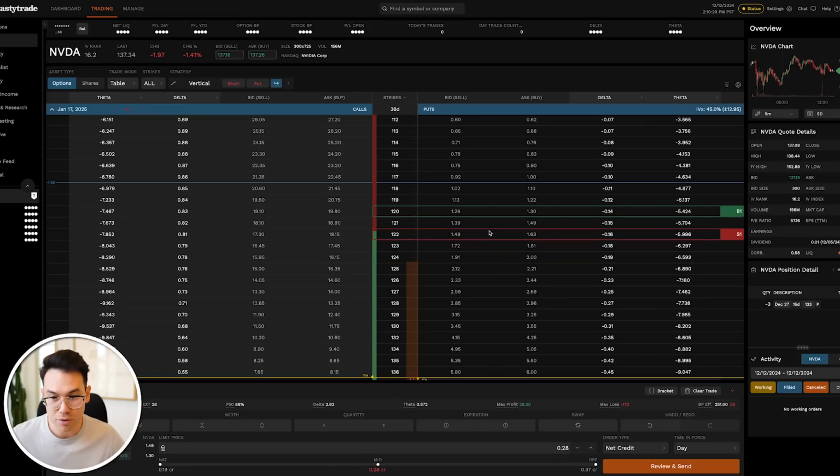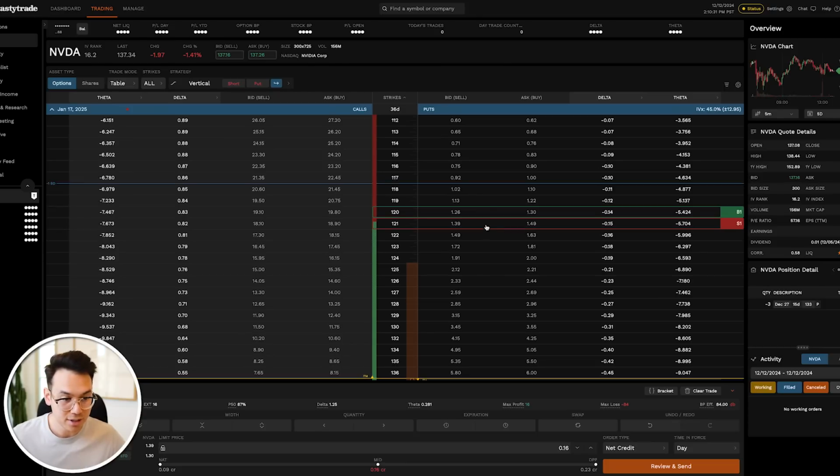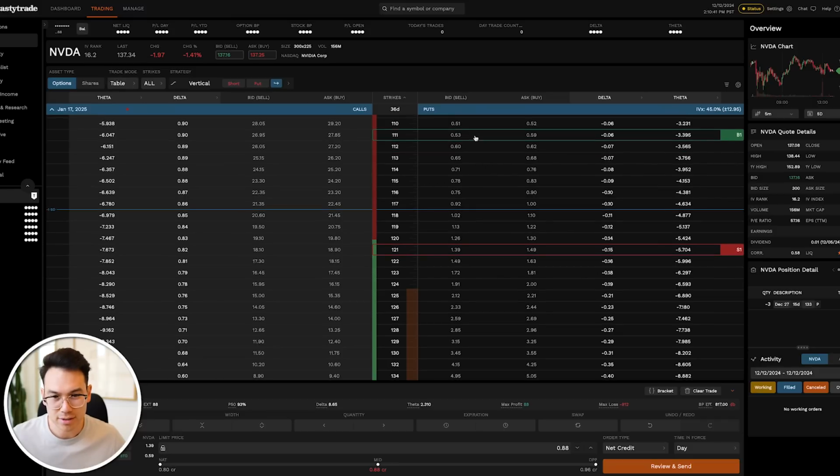Like if you wanted to go to the 15 delta, increase your probability of profit, but maybe widen out the spread to risk more, to make more, okay? Which I wouldn't do. This doesn't look very good. Risking $912 to make $88, that doesn't make sense. So I would just go 5 points wide, okay? I would go to the 125, 120. That's the perfect spread. You're risking $412 to make $88, okay?